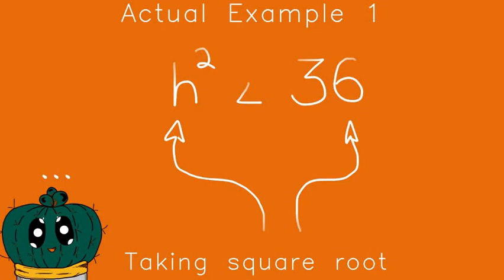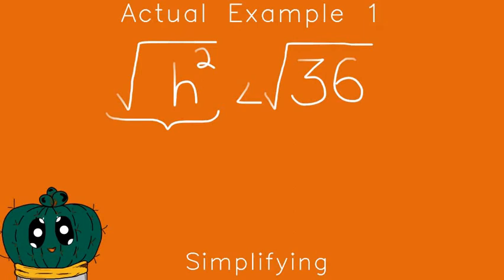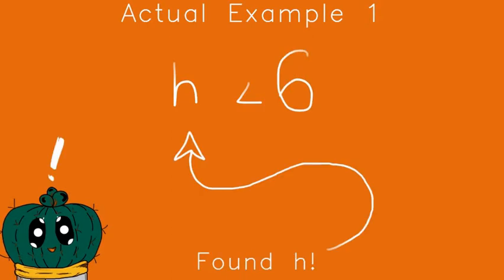Again, you have to do it on both sides. We do that, and we check if both sides are positive, and both of them are. Then we can start simplifying. On the left hand side, the square and the square root cancel out, and on the right hand side, the square root of 36 is just equal to 6. So we have found the values that h can take. h can be 5, h can be 2, h can be negative 50 or something, but whatever value it takes, it is going to be less than 6.